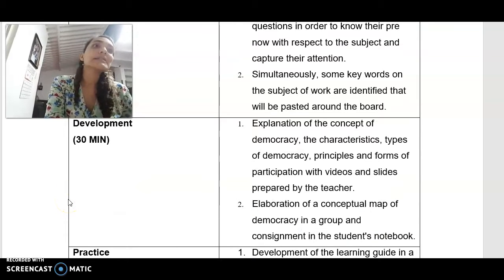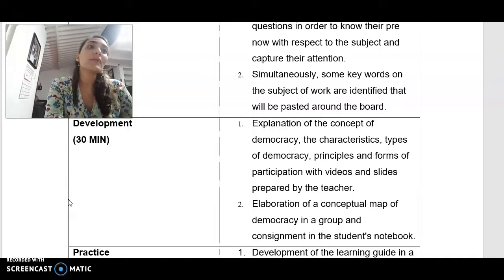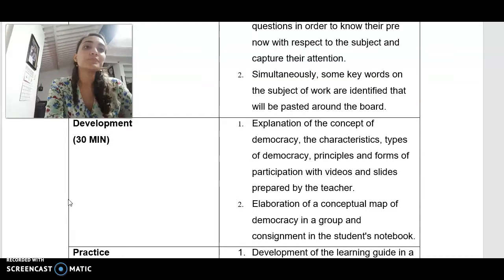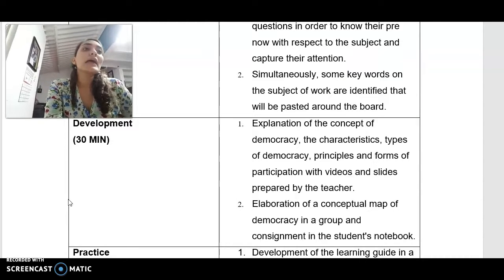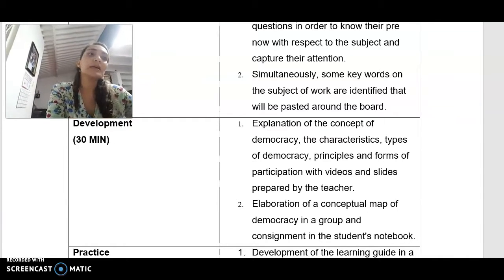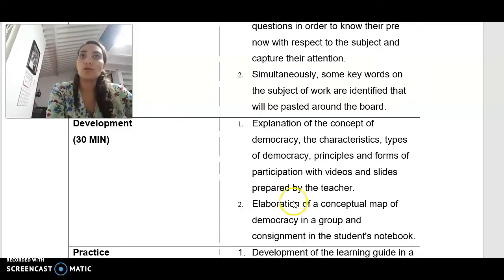Development. Explanation of the concept of democracy, its characteristics, types of democracy, principles and forms of participation with the videos and slides prepared by the teacher. Elaboration of a conceptual map of democracy in a group and recording it in the student notebooks.